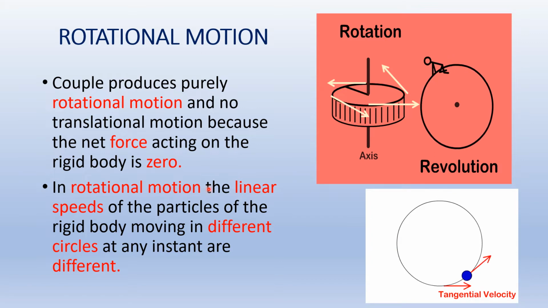In rotational motion, the linear speeds of particles of a rigid body moving in different circles at any instant are different. In this GIF, you can see that this object is rotating about an axis passing through the center, and the arrows show the tangential velocity, which is different at different positions of this rotating body. So these arrows show the direction of the linear velocity at different points.